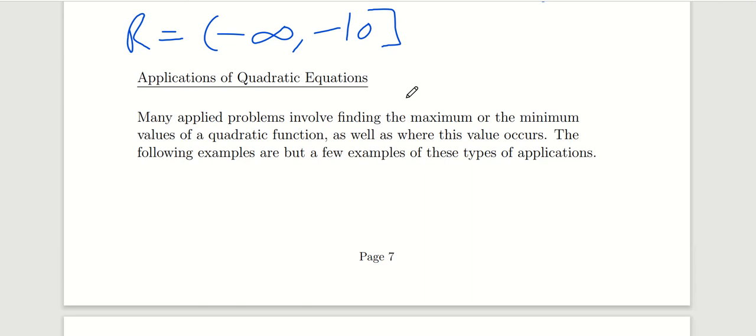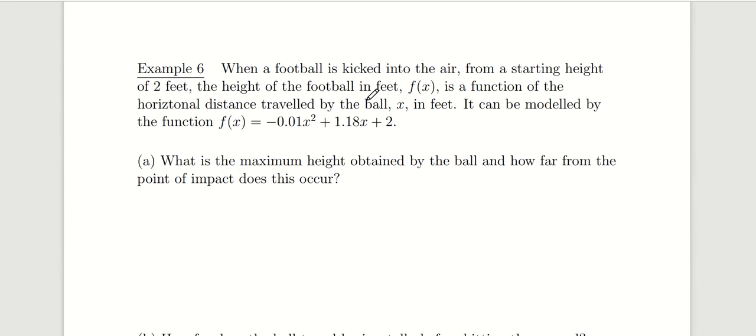The next thing we're going to look at is some applications of quadratic equations. There are many applied problems in the real world that result in a type of quadratic formula. Let's take a look at example 6. They say that when a football is kicked into the air from a starting height of 2 feet, the height of the football, f of x, is a function of the horizontal distance traveled by the ball, x. It can be modeled by the following function: f of x equals negative 0.01 x squared plus 1.18 x plus 2.